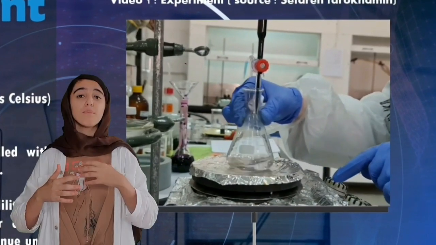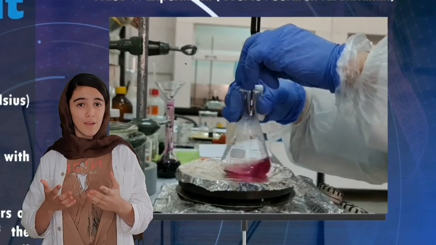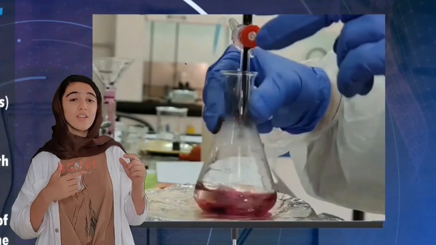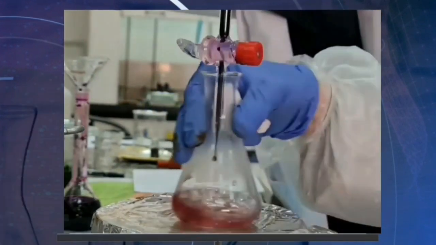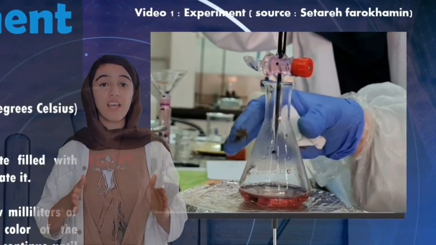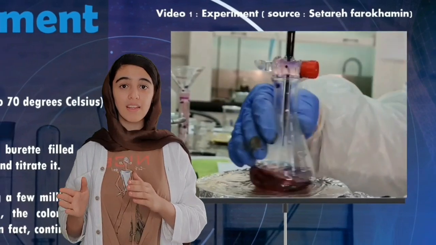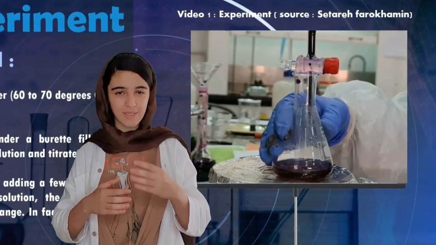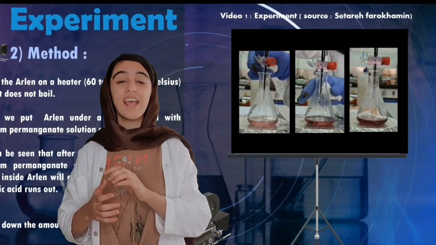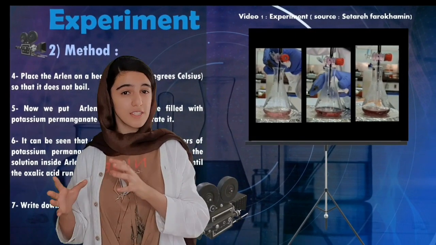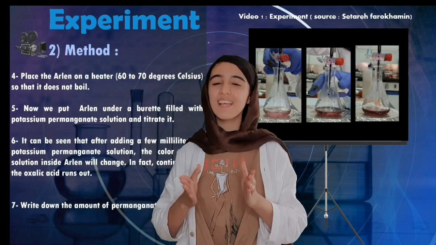But after I added a few more milliliters of potassium permanganate, you can see that the color changed into light purple, purple, and deep purple. In fact, I continued to add potassium permanganate until the oxalic acid completely ran out. I mean, we can see the deep purple color in the analyzed solution, and after that I wrote down the amount of potassium permanganate that I used to get this color.